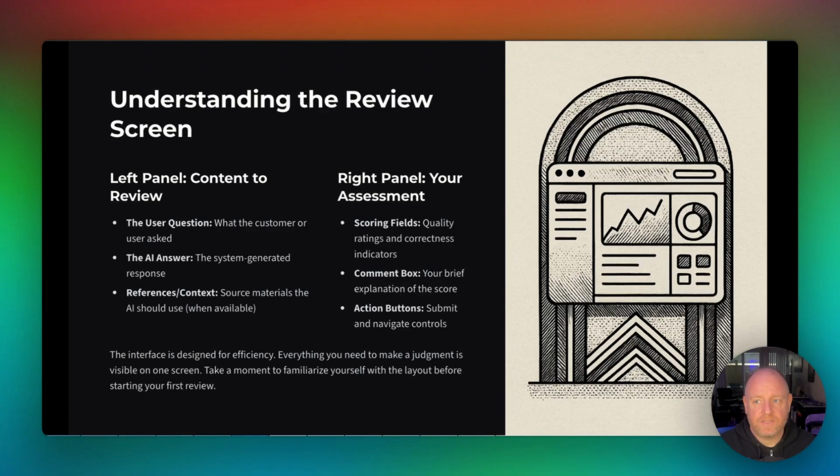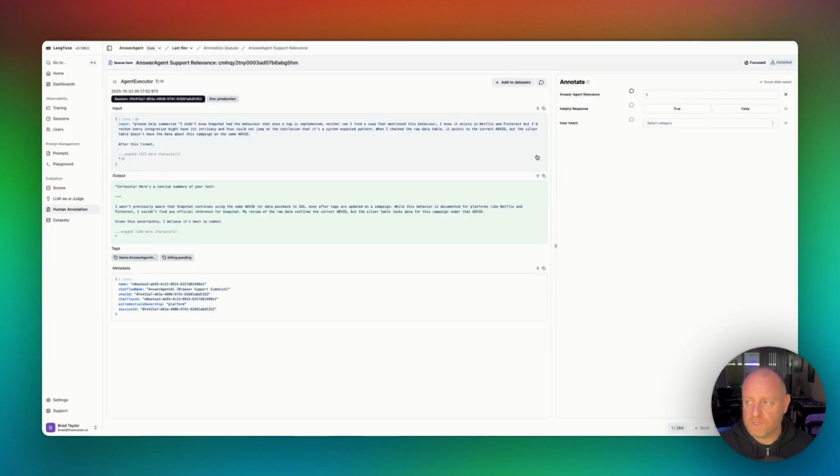So, how to understand the review screen. On the left panel, it's going to be the content to review. This is what the AI agent was asked and the answer that it gave. And the right panel is going to be where you add your assessment. So if I go back in here, I can see that there was a question or an input, and here is the output. There's also some other data in here that you may or may not find helpful, depending on your queue and what you're reviewing.